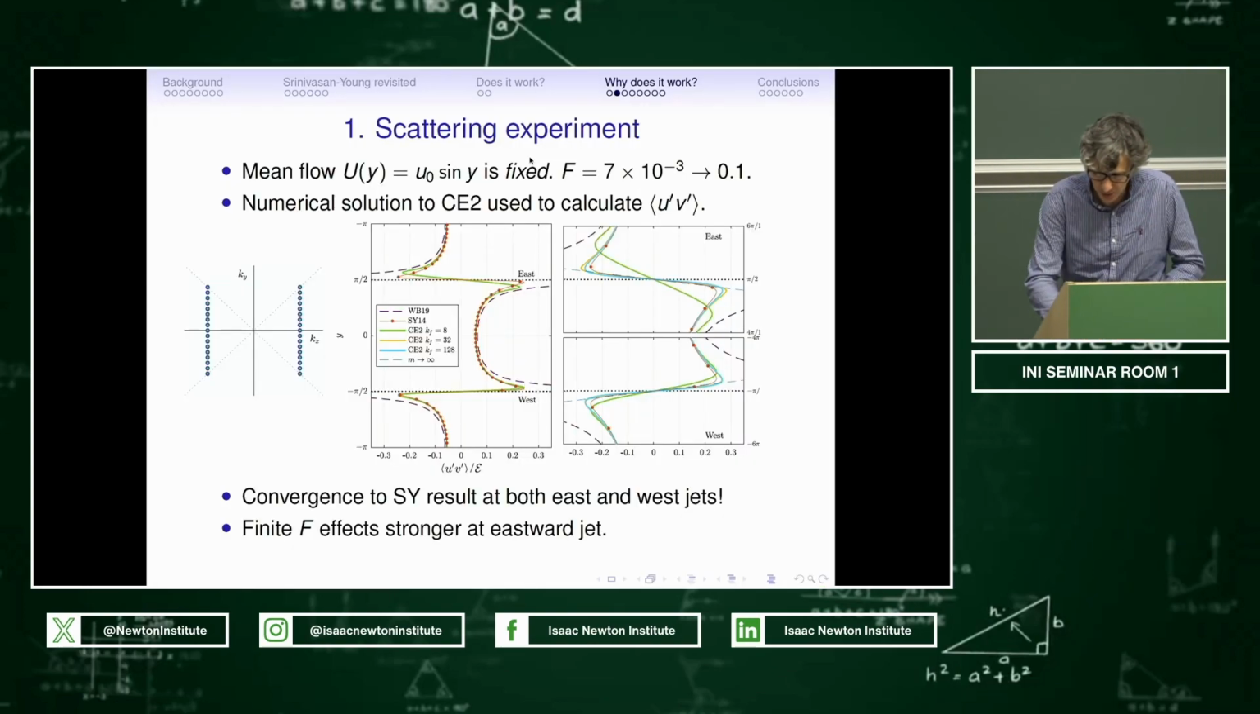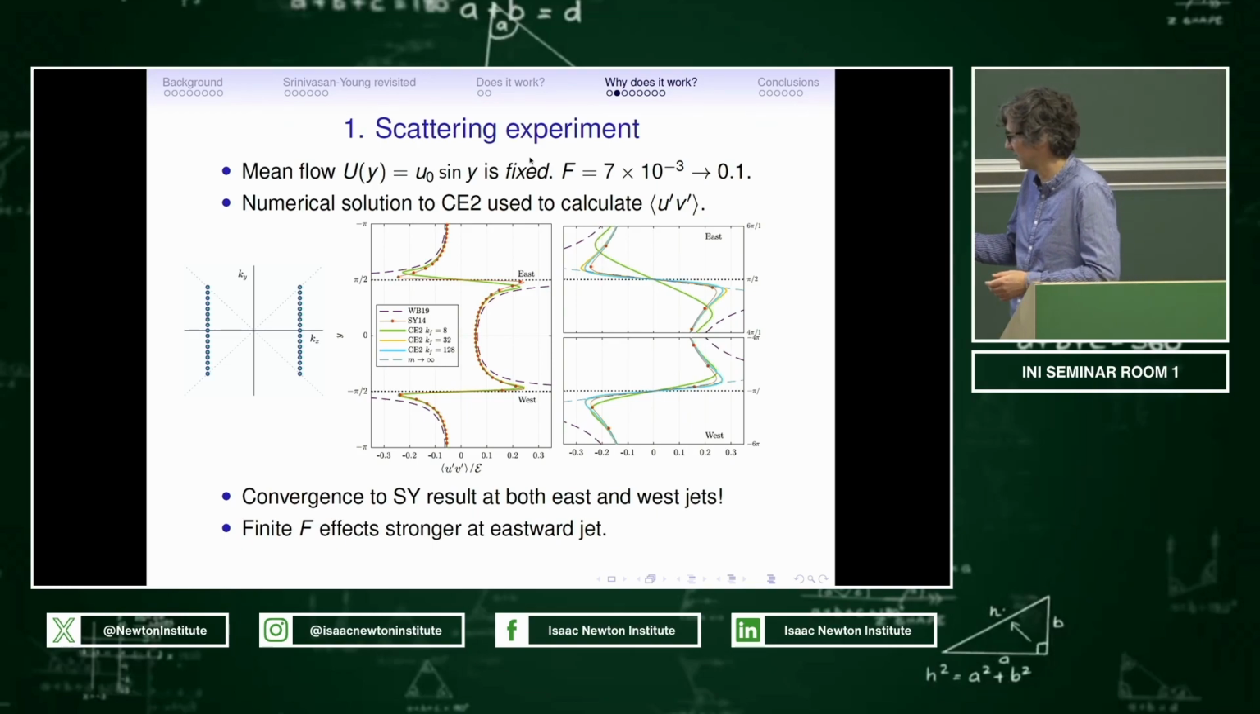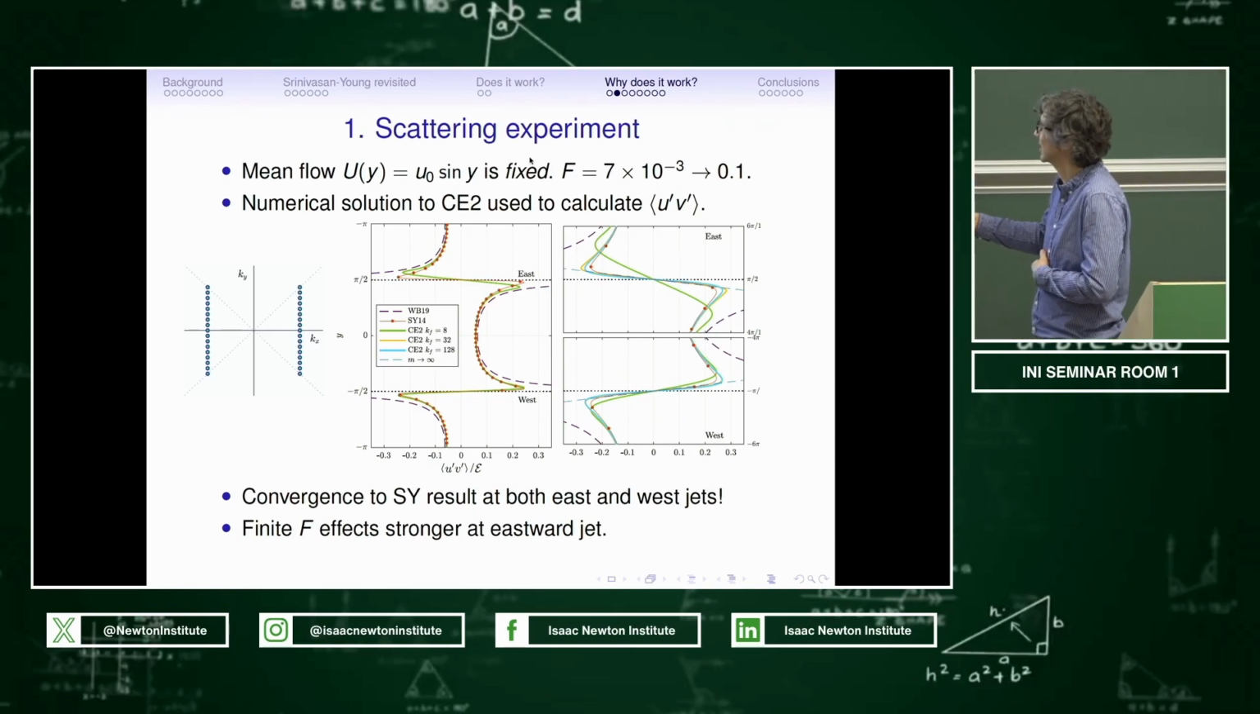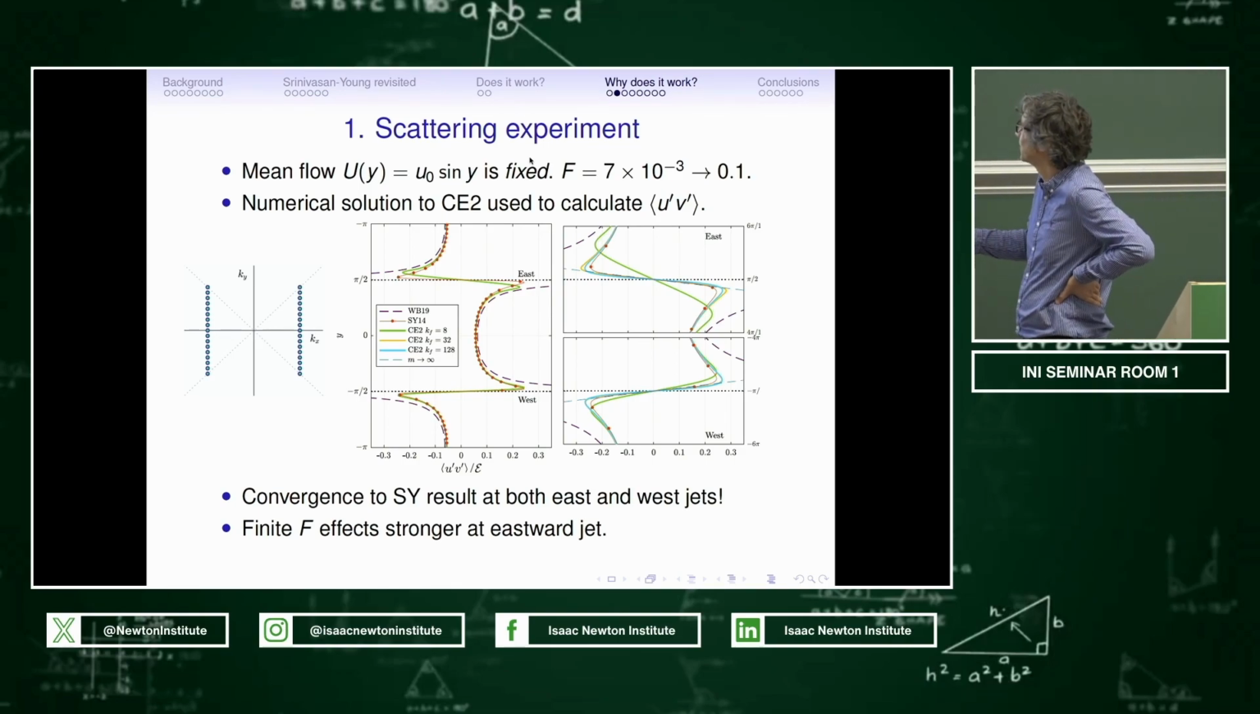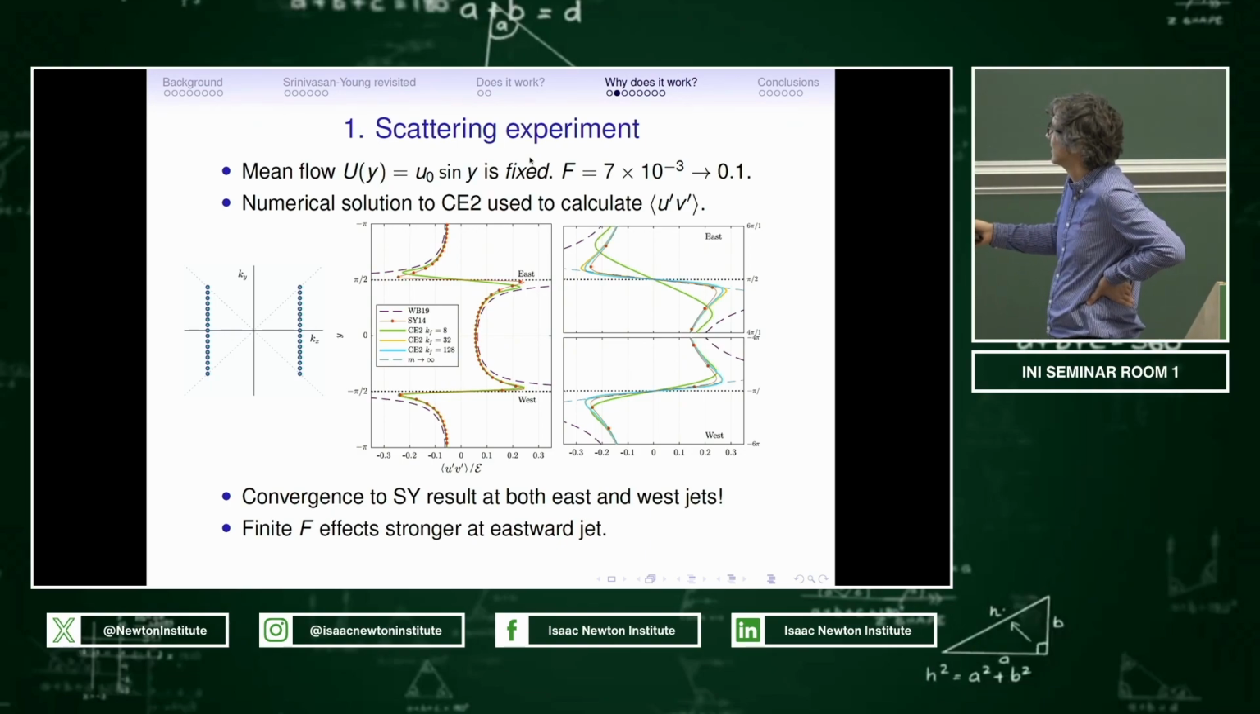What do we find? Well, we find that the theory does work at small f, as we hoped it would, and there's no reason why in this sort of static situation it should not work. The issue is, how well does it do at jet cusps? Well, you have to actually go to quite low values of f for it to do well at the jet cusps, but eventually it does. As I said, finite f effects are stronger at the eastward jet than the westward jet.